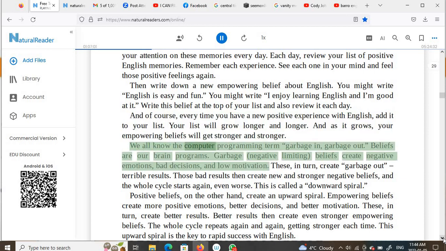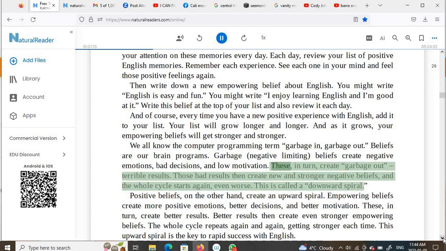We all know the computer programming term "garbage in, garbage out." Beliefs are our brain programs. Garbage beliefs create negative emotions, bad decisions, and low motivation. These, in turn, create garbage out, terrible results. Those bad results then create new and stronger negative beliefs, and the whole cycle starts again, even worse. This is called a downward spiral.